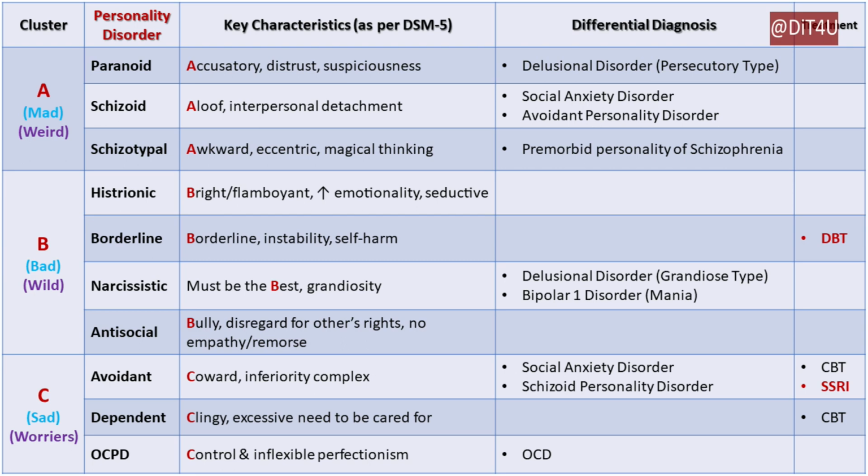Schizotypal, they are very awkward, they are eccentric, and they have magical thinking. It could be a pre-morbid personality of schizophrenia, like in the prodromal stage, a precursor of the acute phase. So that could be schizotypal. Then in cluster B, you have 4 types. One of them is histrionic, where they are very bright and flamboyant, always ebullient, jolly, smiling, laughing inappropriately. Increased emotionality, emotional lability is seen, 1 minute crying, 1 minute laughing. Seductive behavior, that is dressing very, very provocatively, more common among women.